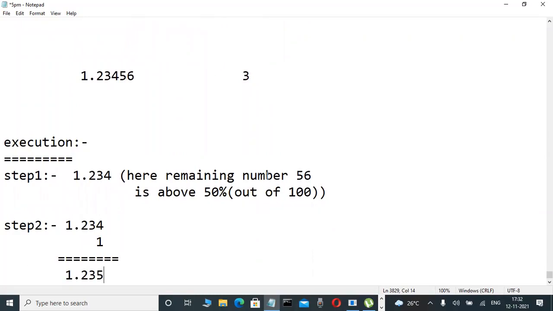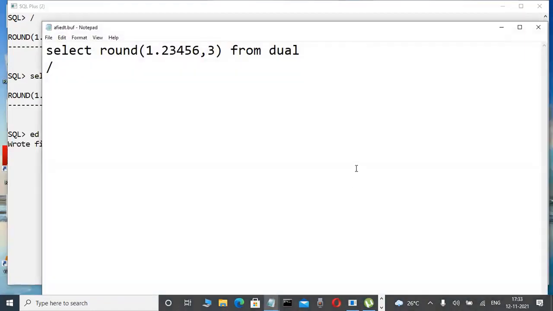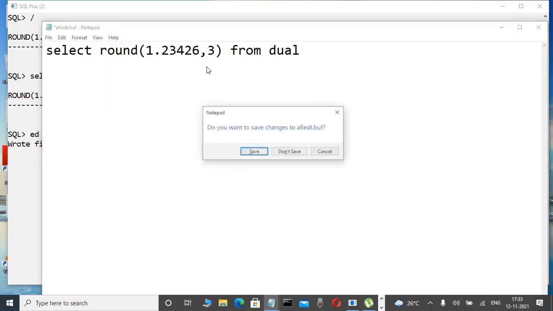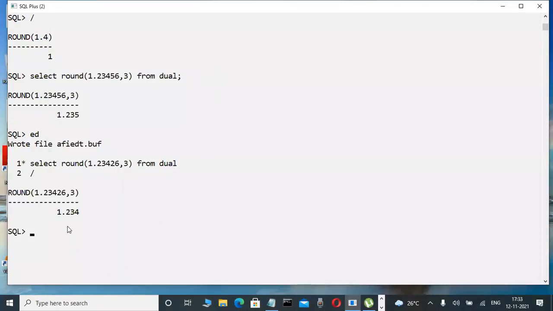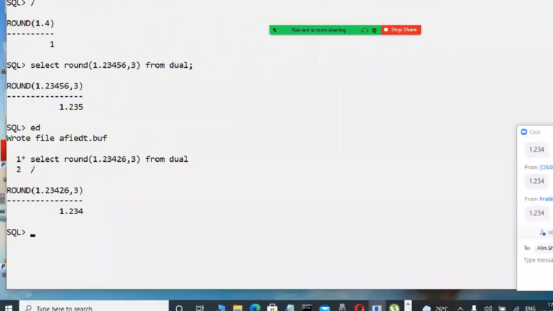Simple. Now suppose I am writing this, tell me fast. In the execution, 1.234 and here 26. What is the output? 3 means 3 digits, okay. 1.234, fine, 3 digits, but 26 is there. Out of 100, is 26 above 50 or below 50? Below 50. Below 50 means the same number, 1.234. Very good. Those who said 1.234 are correct. 1.234 is the correct answer.